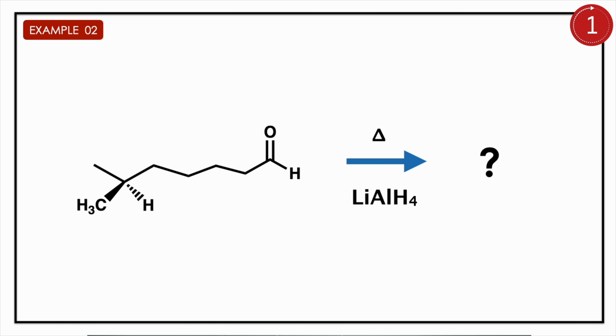Then the next example, here you have an aldehyde. In the alpha position, you have a long chain with a chiral carbon, methyl above the plane, hydrogen below the plane. You are using heat and lithium aluminum hydride. You should find what will be the final product.